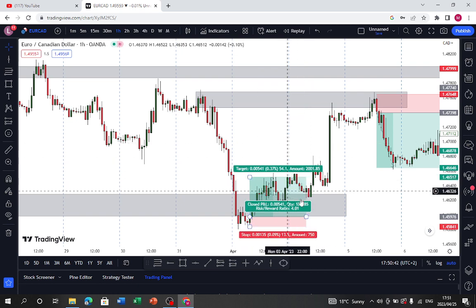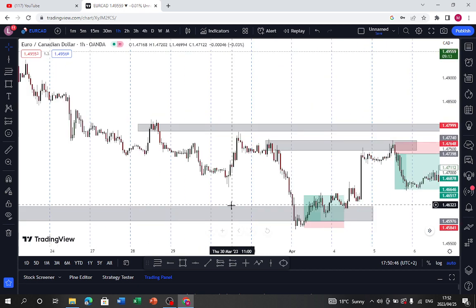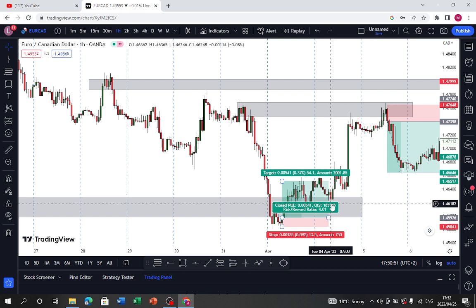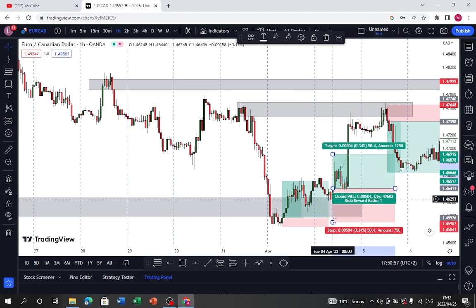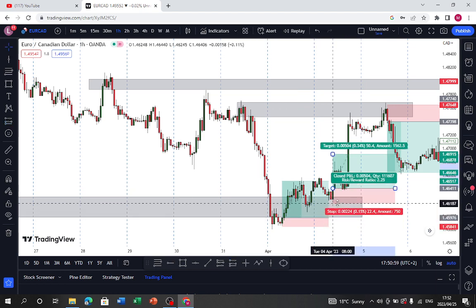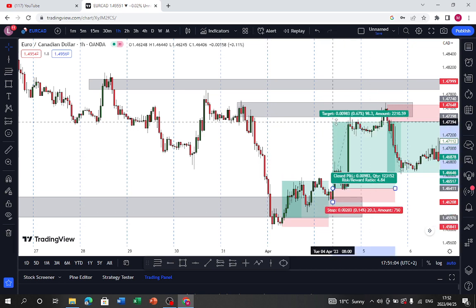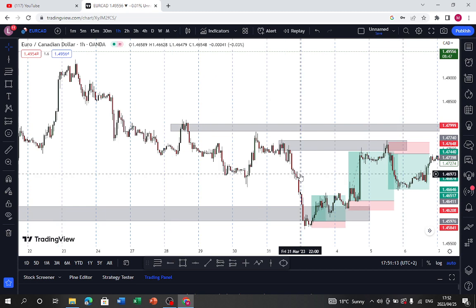If I missed this entry, I could have taken this again. We are still at the same area, right? So around this time, what was this time? It was 8. I could have taken another buy here, right? We are still at a support zone. So an engulfing, boom, 1:4, close to 1:5. Actually, it's a 1:5. This one, yes, it's a 1:5 RR at a support zone, right?